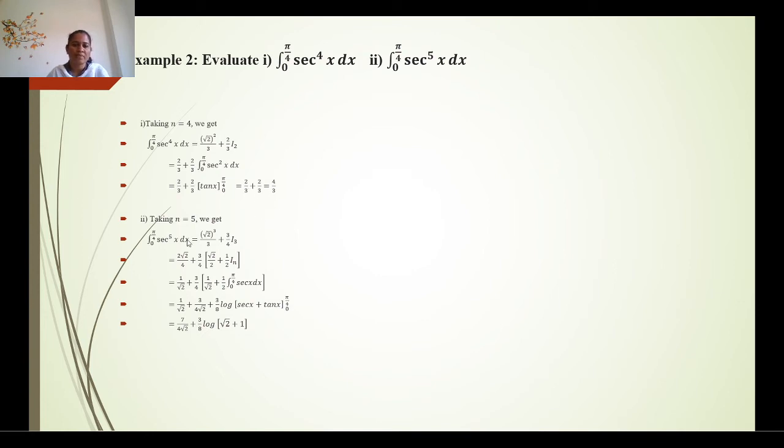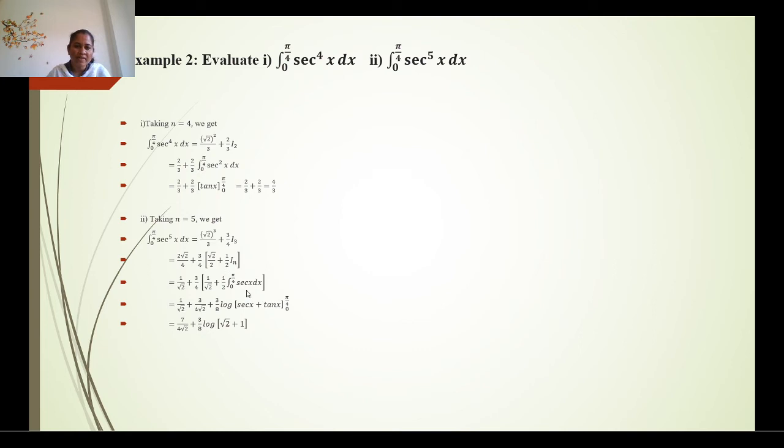So in the next problem, take n is equal to 5. Already in the previous session we solved this problem. The solution is root 2 whole cube by 3 plus 3 by 4 I3. Again put n is equal to 3. We get this equation. Then put I3, then we get I.